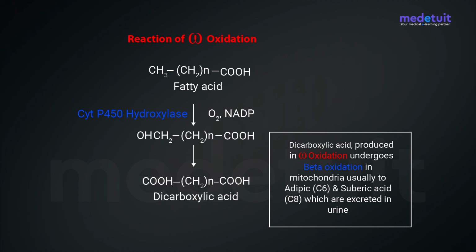Dicarboxylic acid that is produced in the omega oxidation undergoes beta oxidation in mitochondria and usually forms adipic acid, which has 6 carbon atoms, and suberic acid, which has 8 carbon atoms, which are then excreted in the urine.